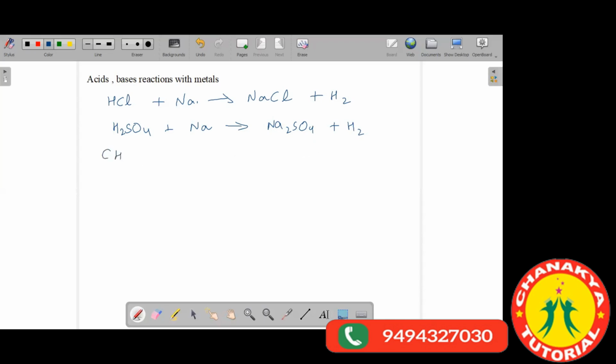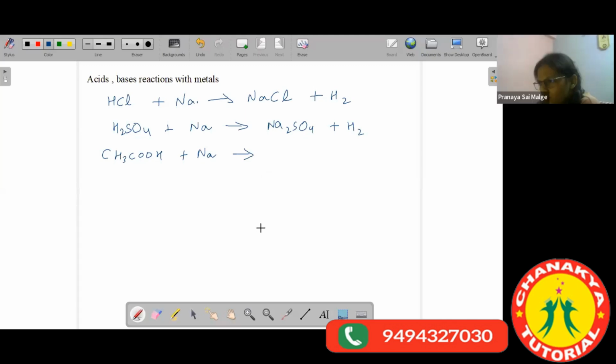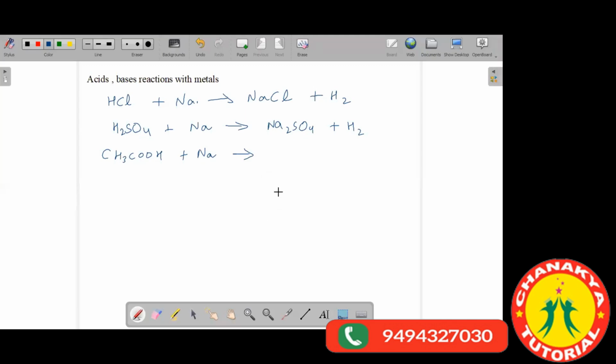If you have CH3COOH, it reacts with sodium. So what is expected? What will we get here? NaOH? No. CH3COONa. Yeah, we will get the salt, which is CH3COONa, and we will obtain hydrogen gas.